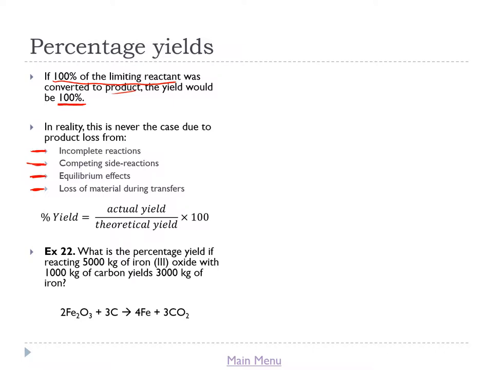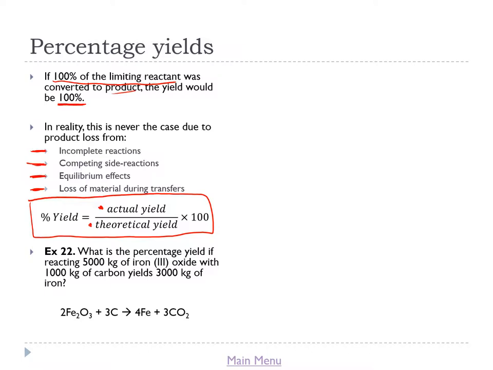Now, to calculate percentage yield, we are going to do this very simple calculation. Percentage yield equals actual yield, that's the one that you measure after you've made your product, divided by your theoretical yield, that's the one you calculated, that we have been calculating all the way through this unit, then times by 100.